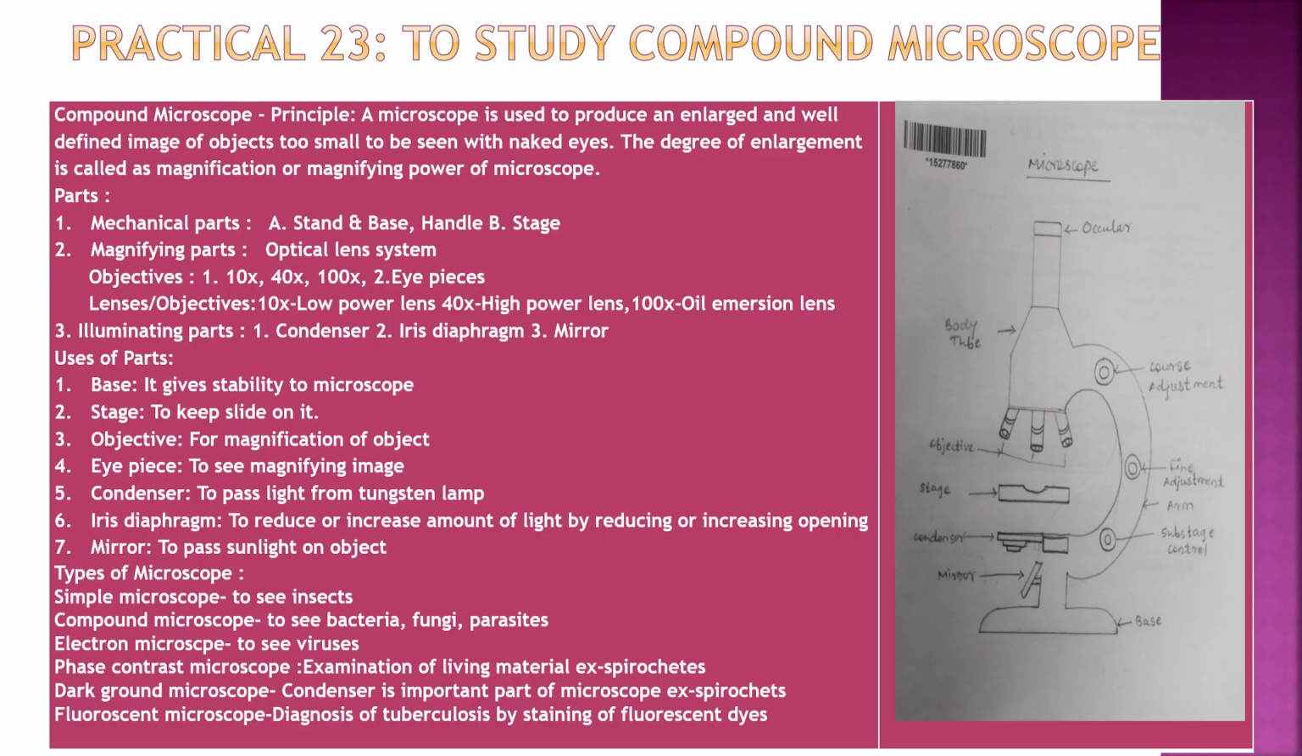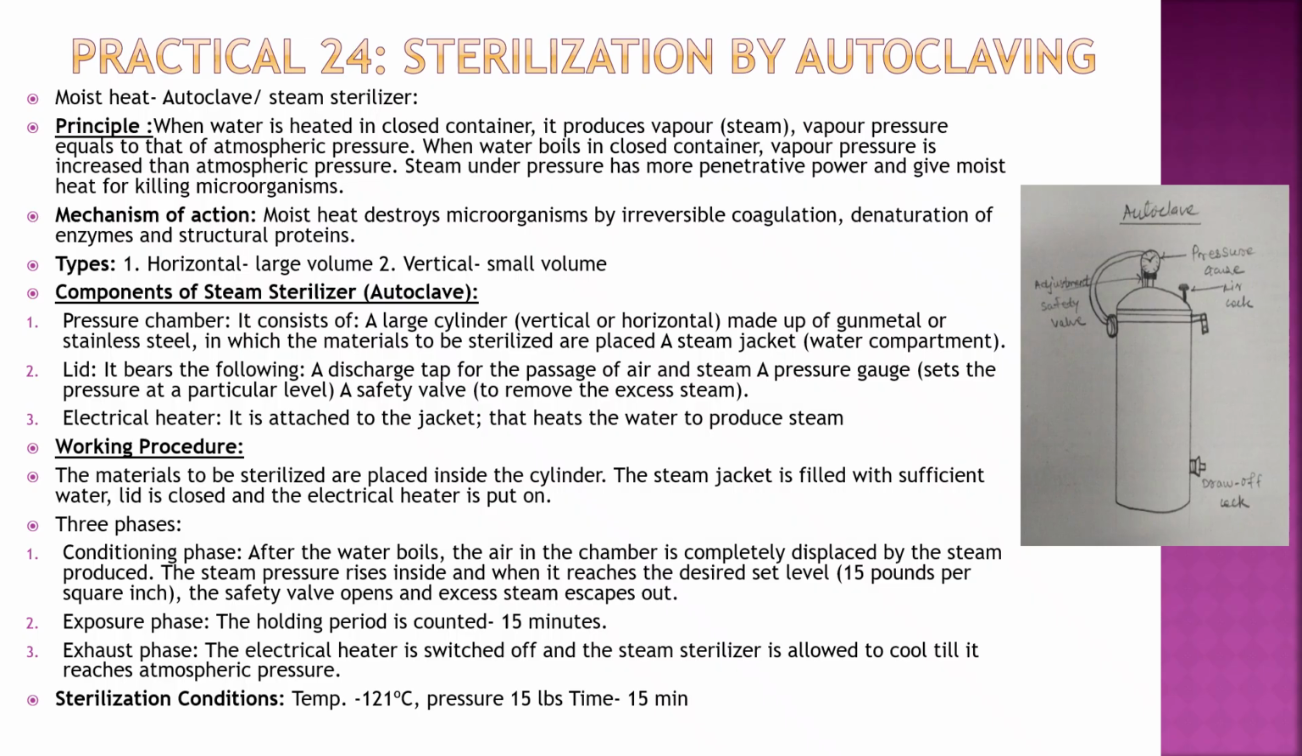Types of microscope: simple microscope to see insects, compound microscope to see bacteria, fungi, parasites, electron microscope to see viruses. Phase contrast microscope, examination of living material like spirochetes, motility. Diagram microscope, condenser is the important part to see spirochetes. Fluorescent microscope, diagnosis of tuberculosis by staining with the fluorescent lights.